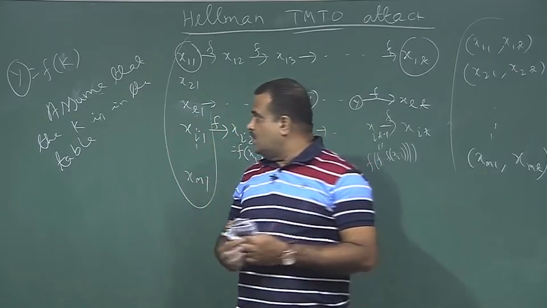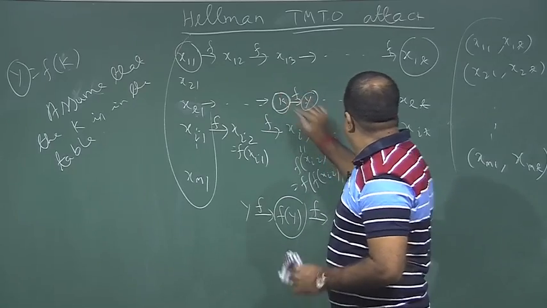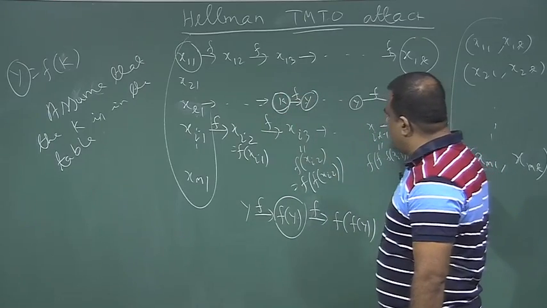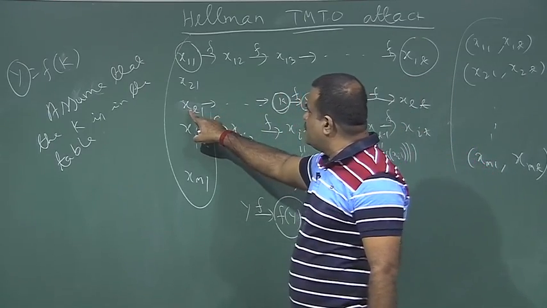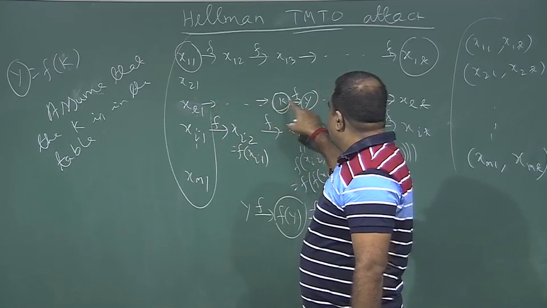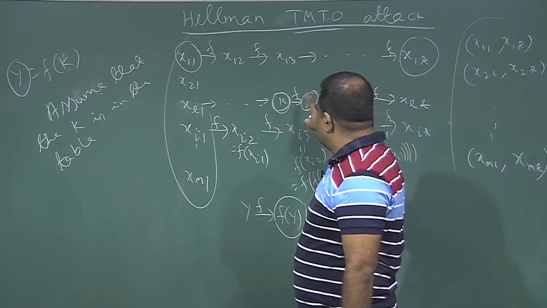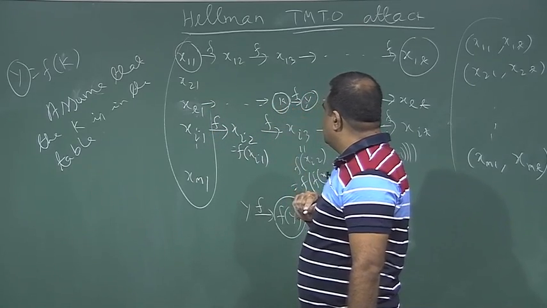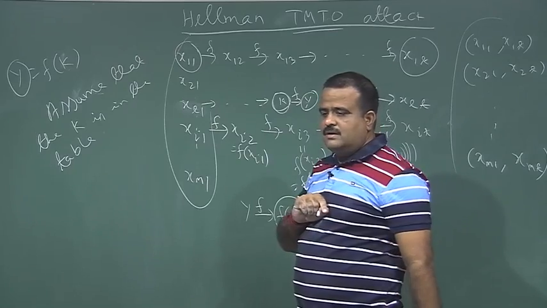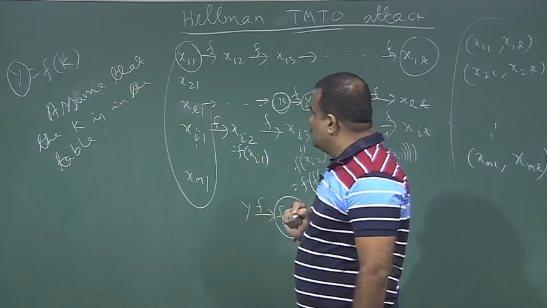If we reach the y, then the previous value is the k, because we have a match over here. Then we come to the corresponding start point, then we apply f until we see the y. Once we see the y, then the previous value will be the key. So, this is the attack.